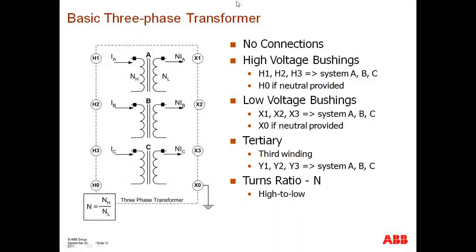Similarly, our low voltage winding polarity for phase A is going to be referred to as X1. Polarity of phase B of low voltage winding is referred to as X2. And then polarity of phase C, low voltage winding, is referred to as X3. And then the neutral point, similarly, is referred to as X0 of the low voltage winding. If a tertiary winding is present, then the polarity points of connection would be marked as Y1, Y2, Y3, and Y0 if a neutral connection point is applicable. Similar to high voltage and low voltage. So high voltage H, low voltage X, tertiary Y.